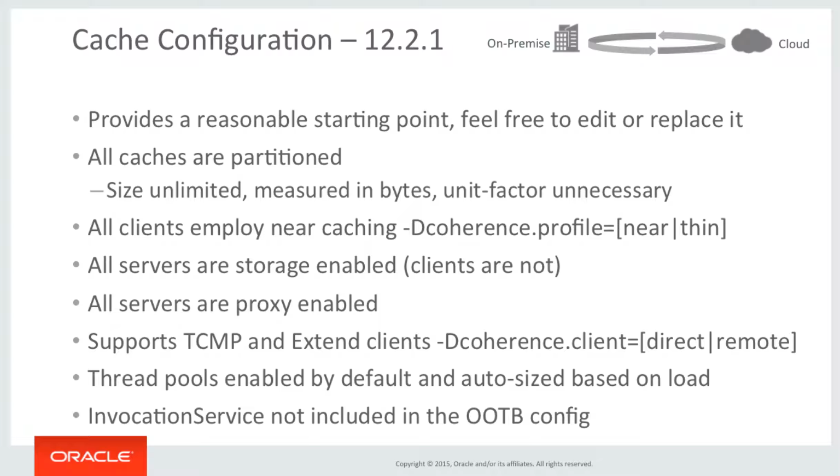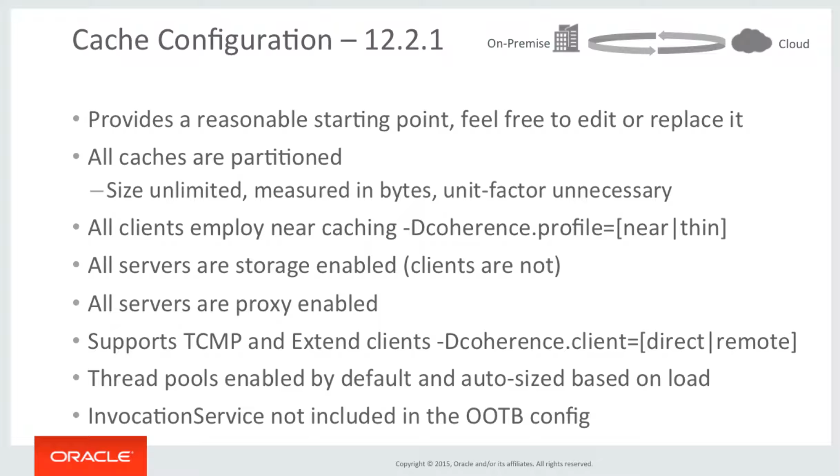So if you want to storage enable a client, you can use the system property to do so. If you want to storage disable a server, you can use the system property to do so. And if you're using a custom cache config, not based on the 12.2.1 cache config, the rules haven't changed from prior releases. So your clients will still be storage enabled then. It's just a cache configuration concept, but one that you may wish to copy into your own cache config if you are doing a custom config.